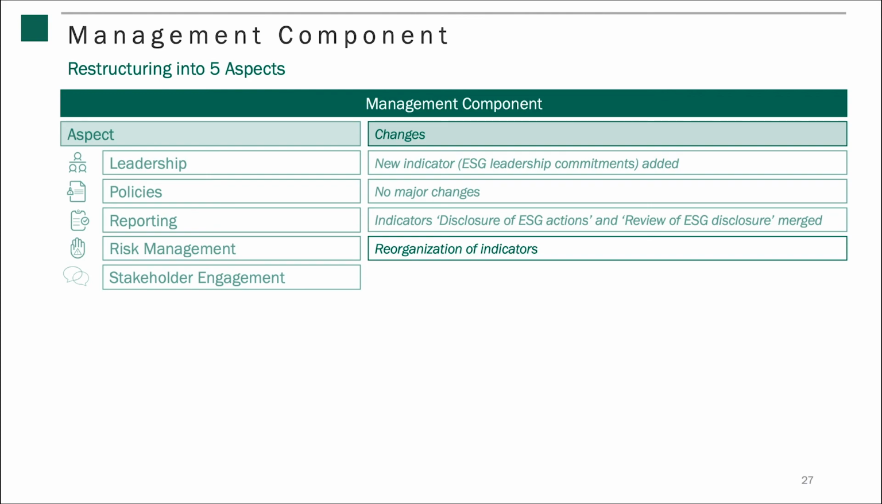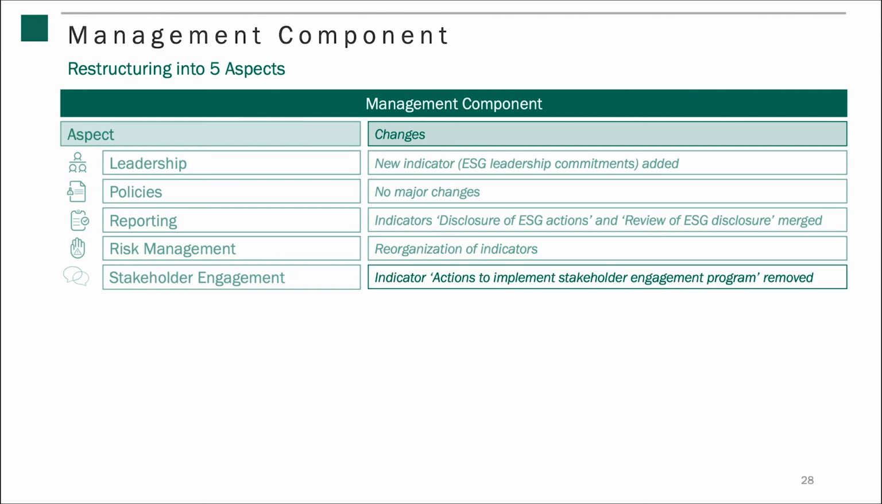Risk management is the 4th aspect. In this new aspect, indicators have been reorganized to combine management systems, monitoring, and risk assessments. The final aspect is stakeholder engagement. The indicator, Actions to Implement Stakeholder Engagement Program, was removed, as this topic is now covered under implementation in the performance component.